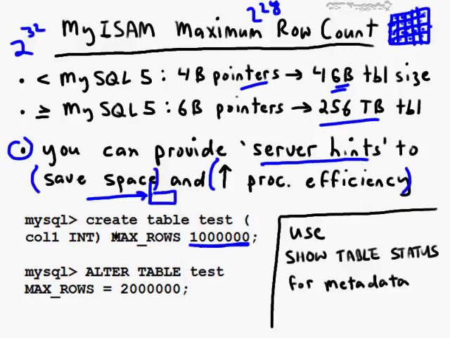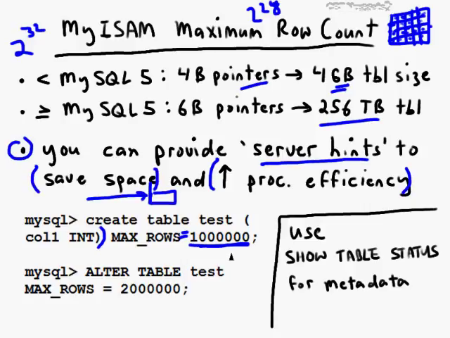So in this first bit of code, create table test, and then you do your column declarations, you close out your column declarations, and then at the end, where you would specify your collation, your engine statement, and so on, you would say max underscore rows equals, I left out an equals, and then the number of rows.